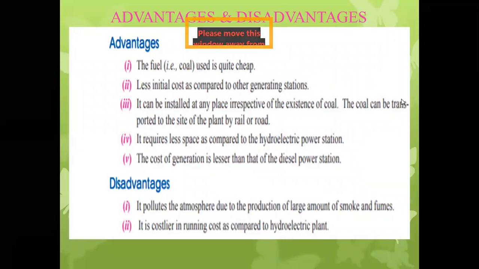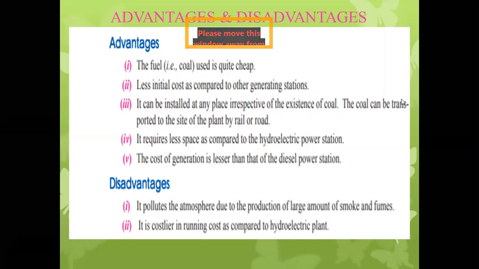So irrespective of the existence of coal, a steam power station can be installed at any place. But our major requirement, the first priority, is that a plenty amount of water should be available, and also the land should be available in a large area. It requires less space as compared to the hydroelectric power station.